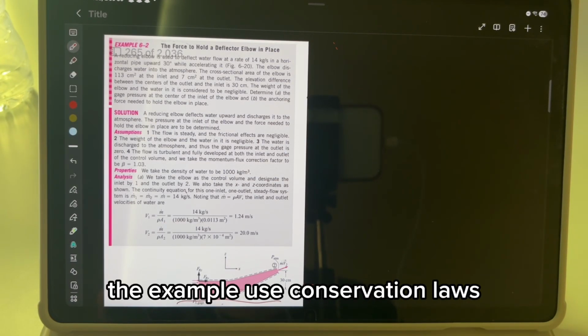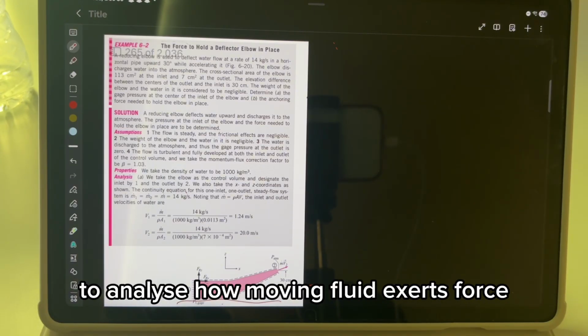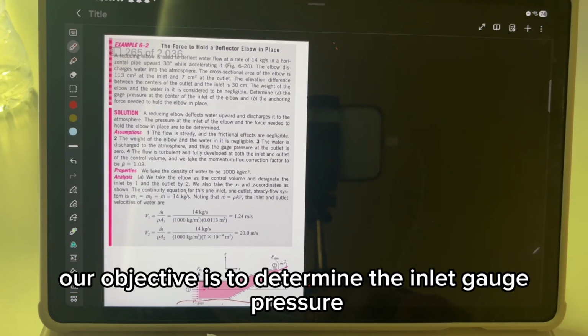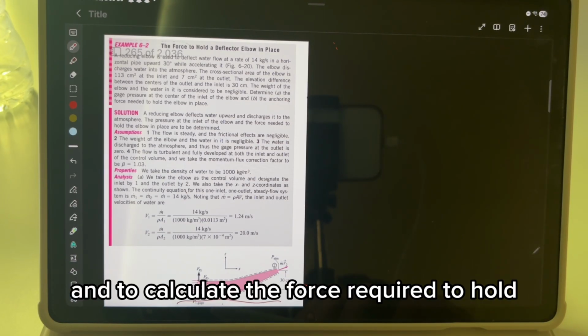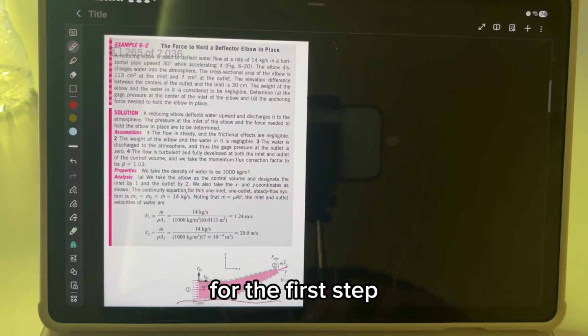Today I will explain example 62 from the fluid mechanics notes. The example uses conservation laws, especially the linear momentum equation, to analyze how moving fluid exerts force on the solid object. So our solid object is the elbow. Our objective is to determine the inlet gauge pressure and to calculate the force required to hold the elbow in place. For the first step, we begin by selecting a fixed control volume around the elbow.